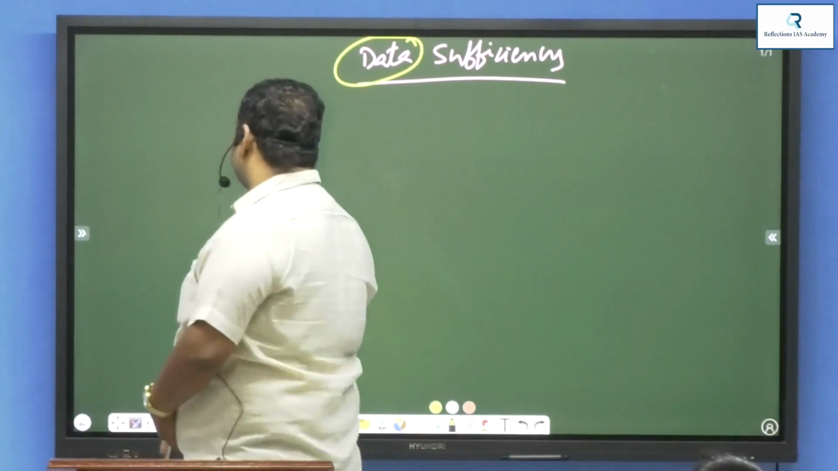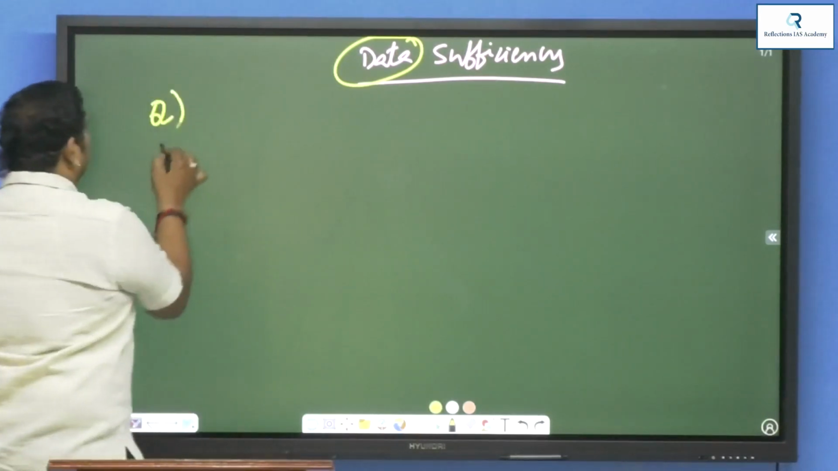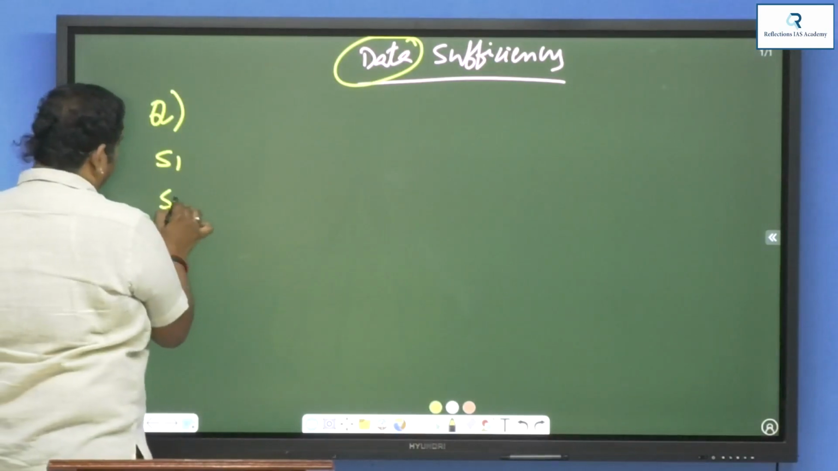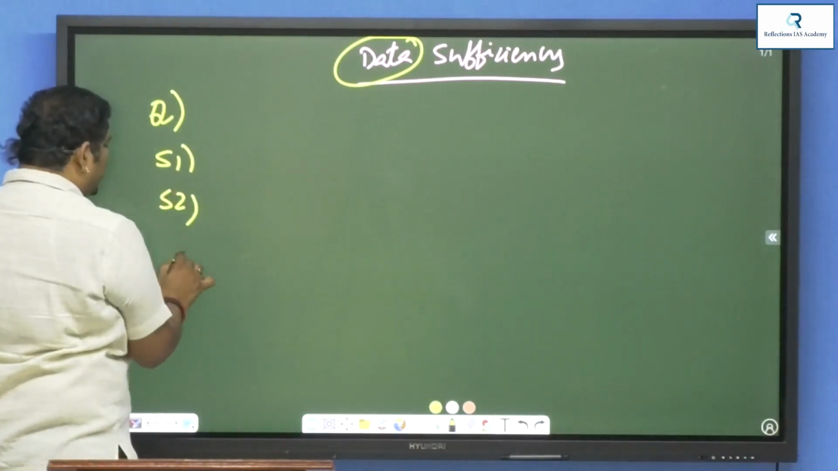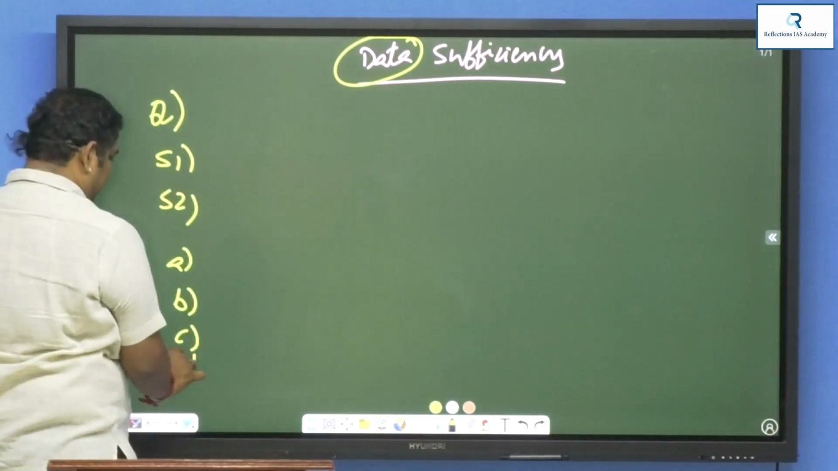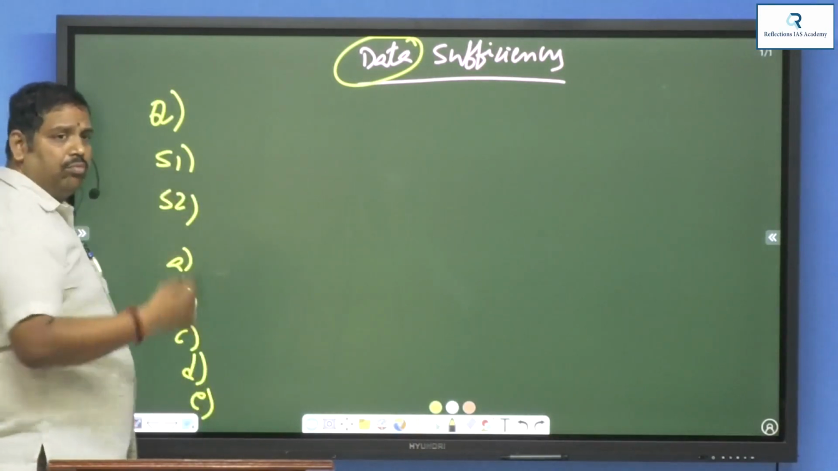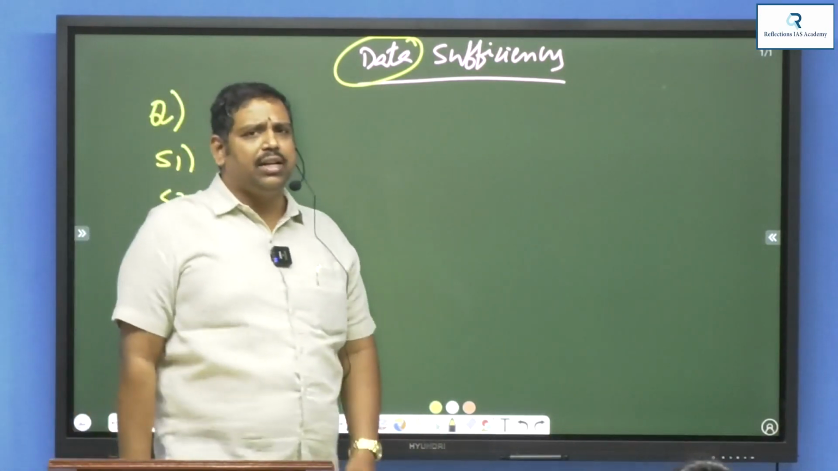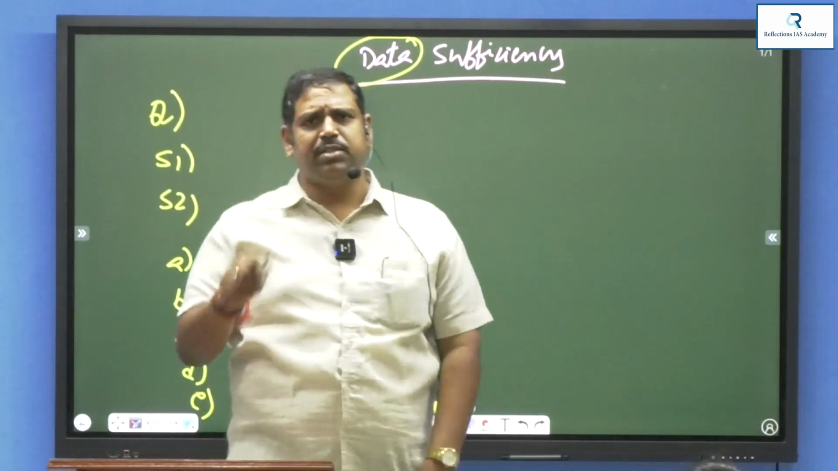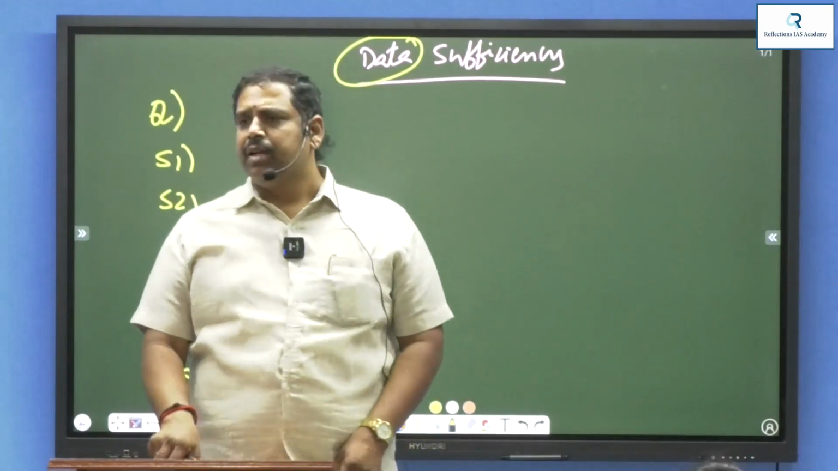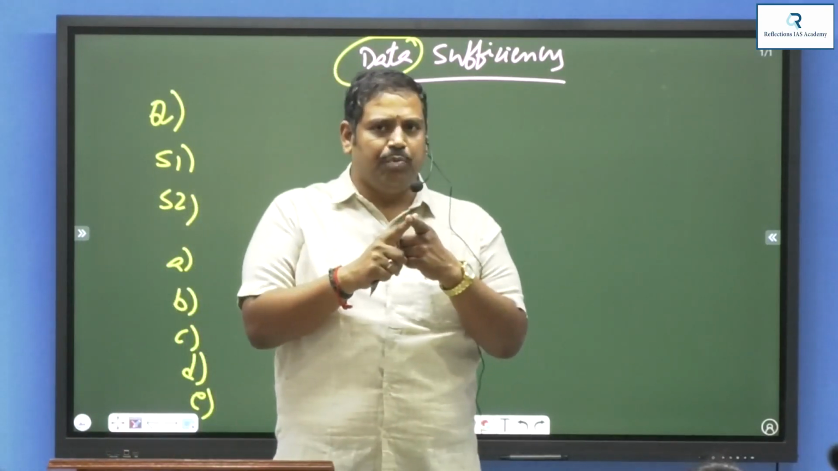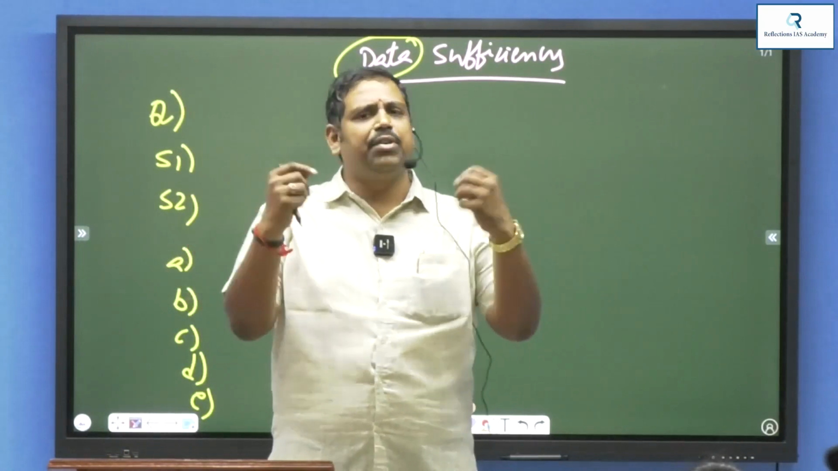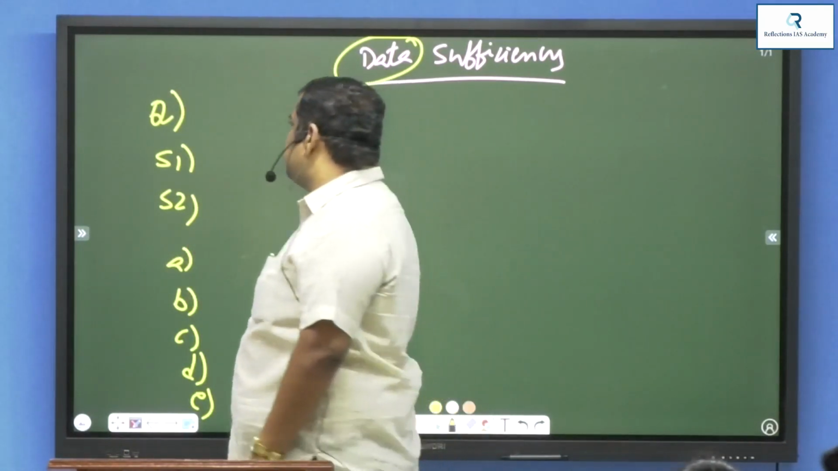Suppose I am asking a question. As usual here, question 1 and statement 1, statement 2, followed by 5 options A, B, C, D, E. The same I will give. In the examination, will he give 5 options or only 4 options? 4 options. So he will remove one, which we don't know. That is the reason we will go for all. Okay, good.